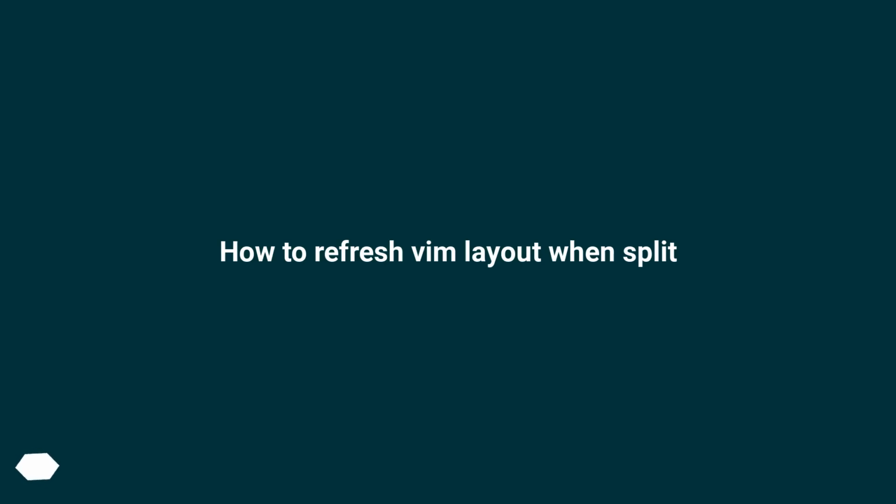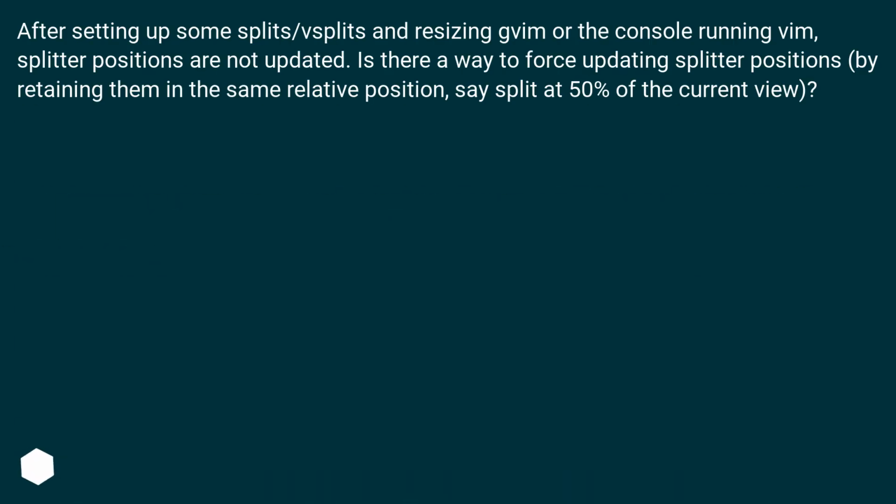How to refresh Vim layout when split. After setting up some splits and resizing Vim or the console running Vim, splitter positions are not updated. Is there a way to force updating splitter positions by retaining them in the same relative position, say split at 50% of the current view?